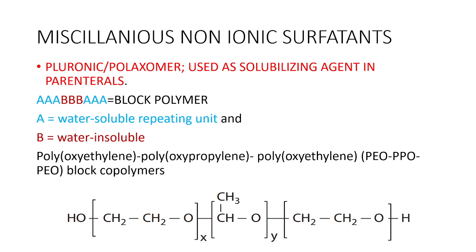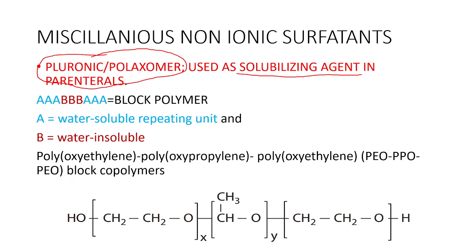Next one is miscellaneous surfactants. Under the miscellaneous surfactants, the non-ionic surfactant that is Poloxamer, very important. Pluronic or Poloxamer. What is the HLB value of Pluronic or Poloxamer? They have asked this in the GPAT. See, this is used as a solubilizing agent, especially in case of parenterals.